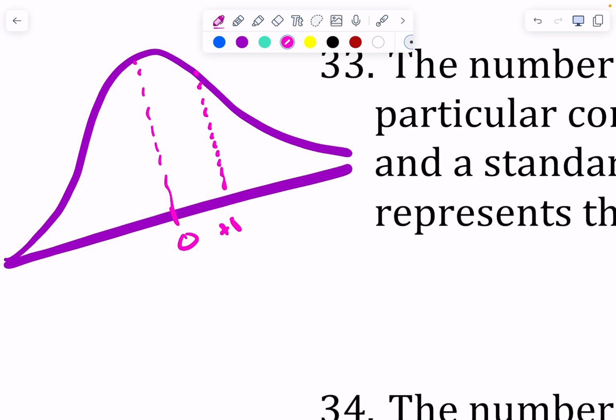I'm not good at this whole bell curve. Plus 1 is over here. Do a dotted line. Plus 2 is over here. Dotted line. Plus 3 is over here. Okay? This direction, minus 1 is over here. Minus 2 is over here. Minus 3 is over there. Okay?